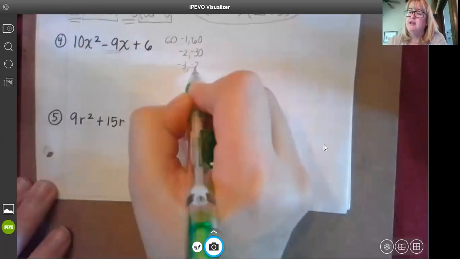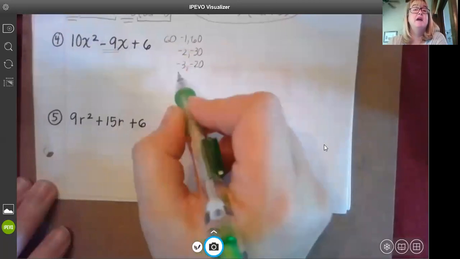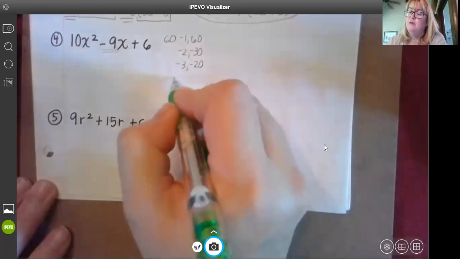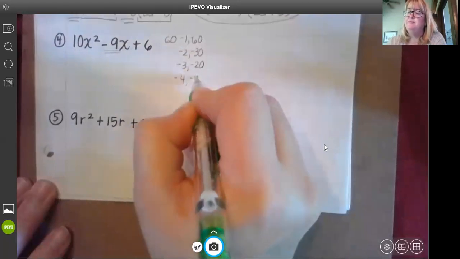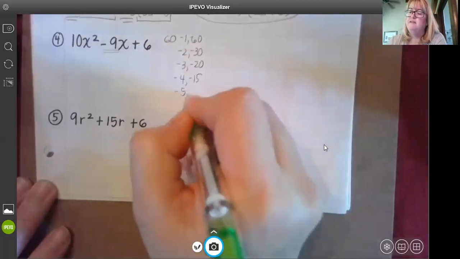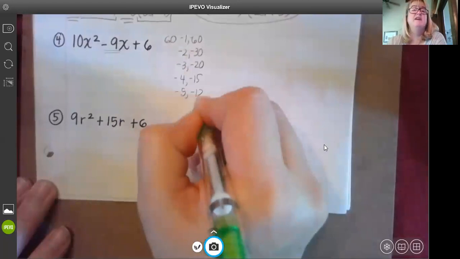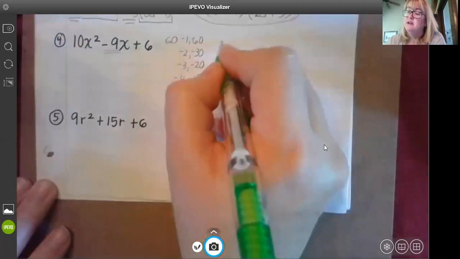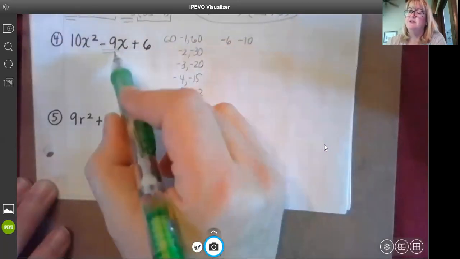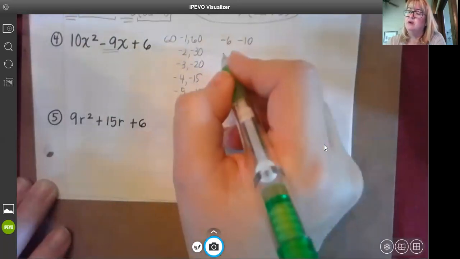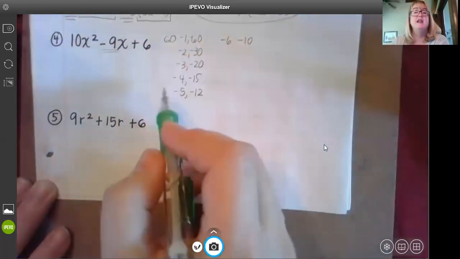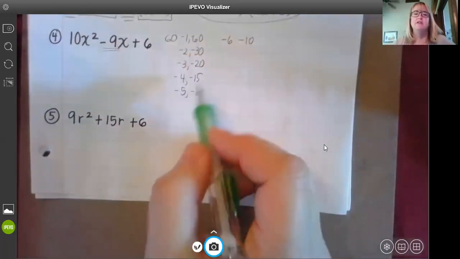-3 and -20. Will that give me -9? No. -4 and -15. Will that give me -9 if I combine them? Nope. -5 and -12. Will that give me -9? Nope. -6 and -10. If I combine those, that will not give me -9. 7 won't work, 8 won't work, 9, 10. Oh, all right, none of these worked. I've gone through all the factors.